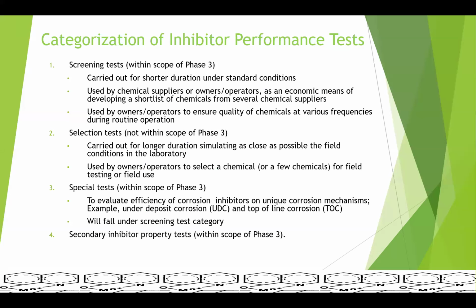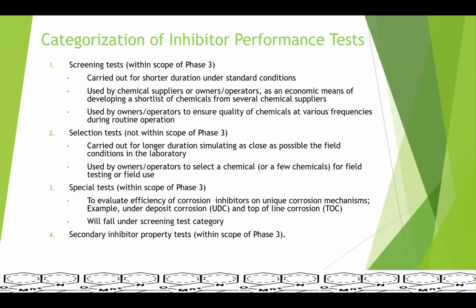Screening tests are within the scope of standardization in phase 3. That is typically carried out for a shorter duration under standard conditions. That is being used by chemical suppliers and owners as well as operators as an economic means for developing a short list of chemicals from several chemical suppliers. So this gives a level playing framework to select inhibitor from different chemical suppliers. This can also be used by owner operators to ensure quality of chemicals at various frequencies during routine operation.